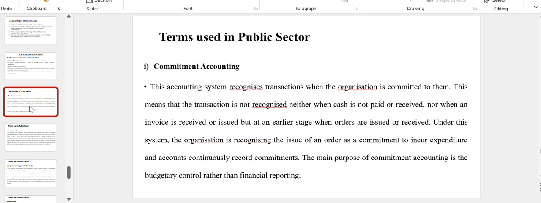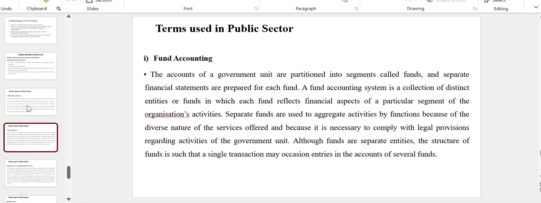So that's why we are saying commitment accounting happens once that commitment has been made, then you recognize it, and it is normally used in budgeting. Then number 2, we have what we call fund accounting.